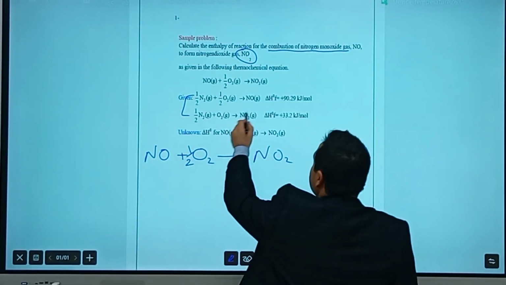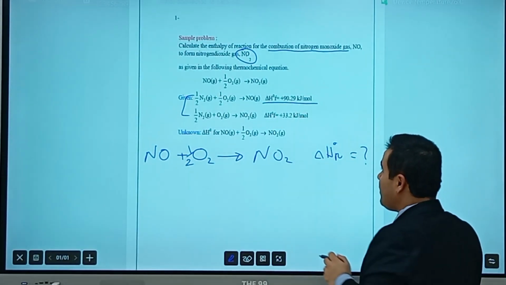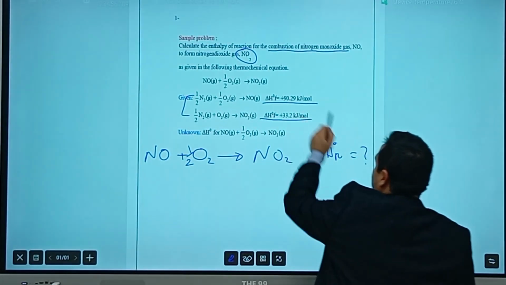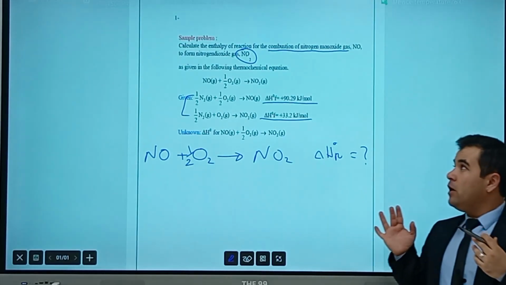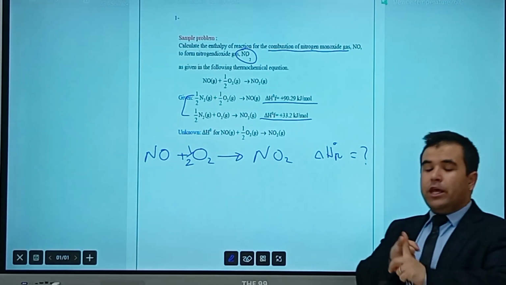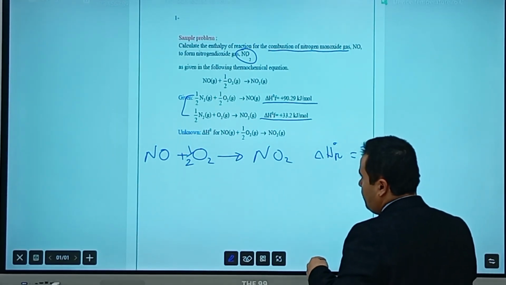The first step is given and has an enthalpy of formation of 90.29. The second one has an enthalpy of formation of 33.2. This question can be solved by both ways, the equation and Hess's law. Let me show you how to solve it with Hess's law.